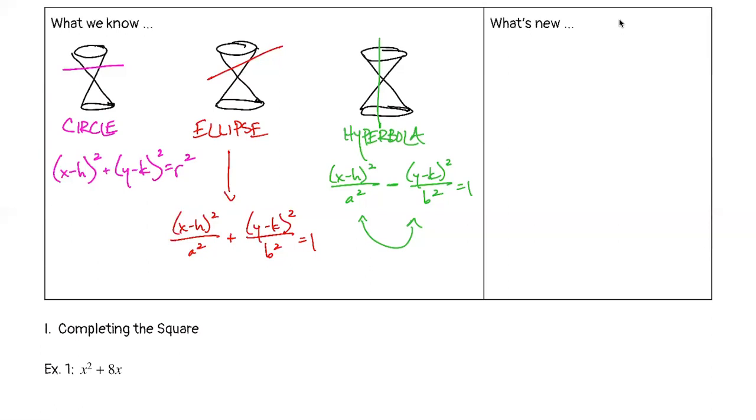So where are we now? What's new? Well, we're going to take a look at one last conic section. And this conic section is when we take a slice of the cone like this, where it's like the hyperbola, but we only go through one of the cone. And that, my friends, is what we have called a parabola, okay? All right, so that's where we're going visually.